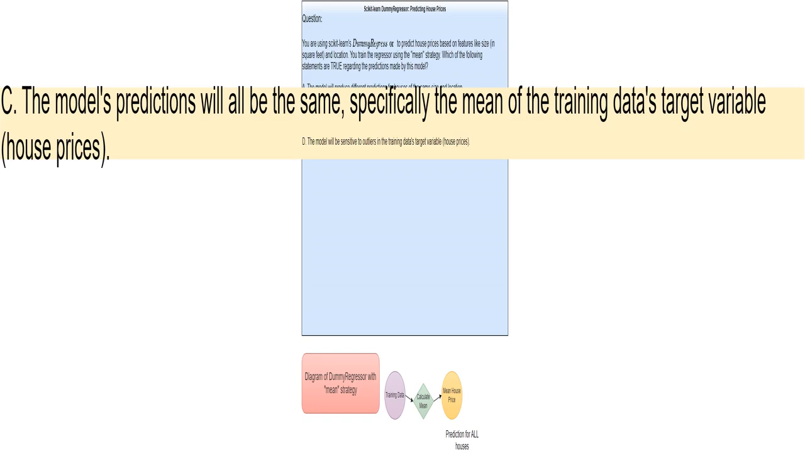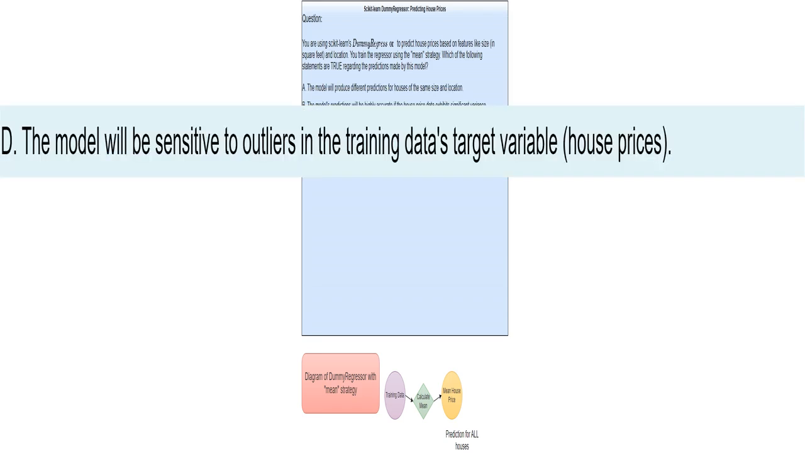This statement is correct, because I'm using the mean strategy. Every single prediction will be the same, the average house price from my training data. It's that simple. This is also true. The average is easily affected by extreme values, outliers. If I have one super expensive house in my training data, the average, and therefore every prediction, will be higher. Outliers heavily influence the model's output.